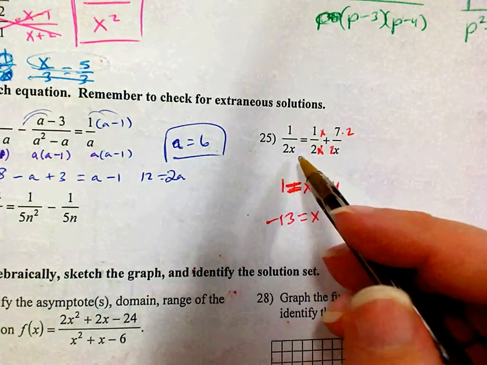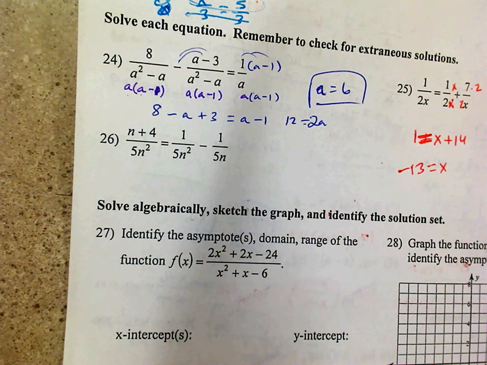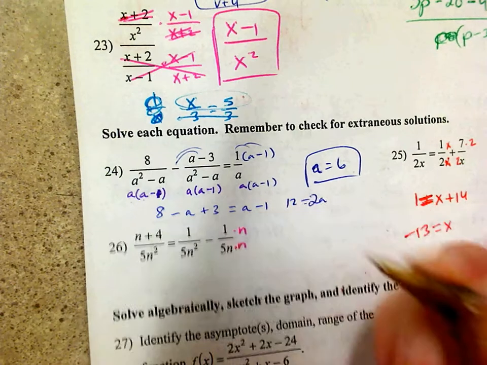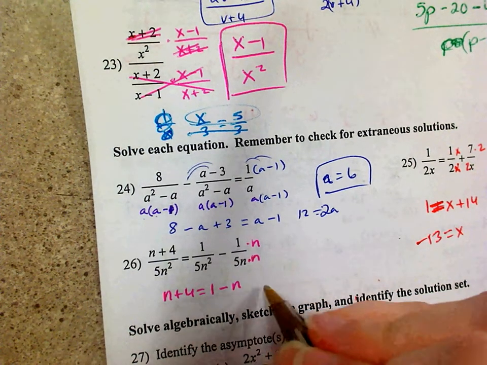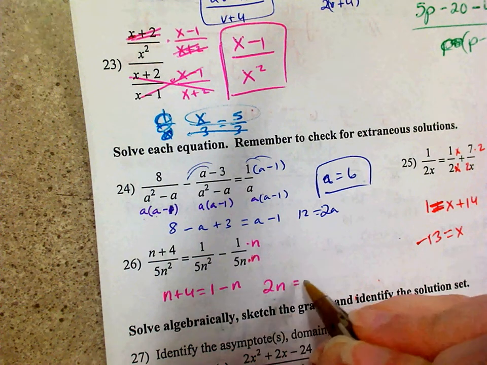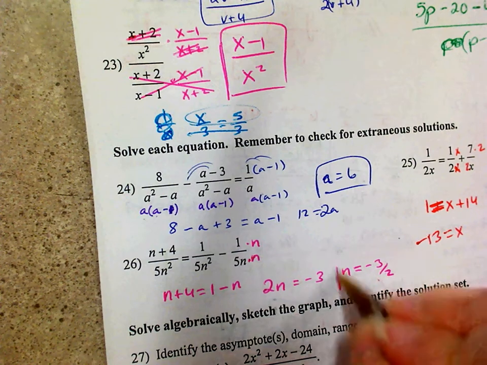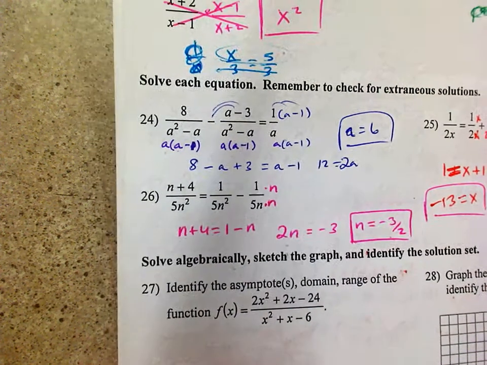Okay, common denominator here, 5n squared it looks like, so the only thing I need is an n on this one. So I've got n plus 4 equals 1 minus n. Add n and I get 2n. Subtract 4 and I get negative 3. n equals negative 3 halves. And there you go.